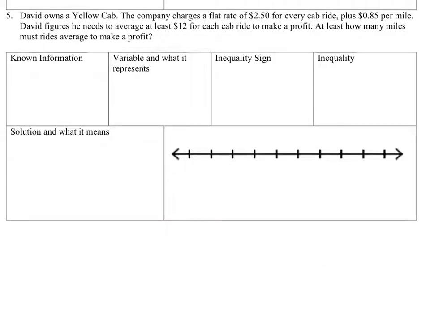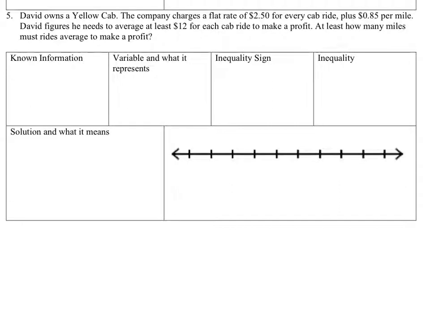David owns a yellow cab. The company charges a flat rate of $2.50 for every cab ride plus 85 cents per mile. David figures he needs to average at least $12 for each cab ride to make a profit. At least how many miles must rides average to make a profit?